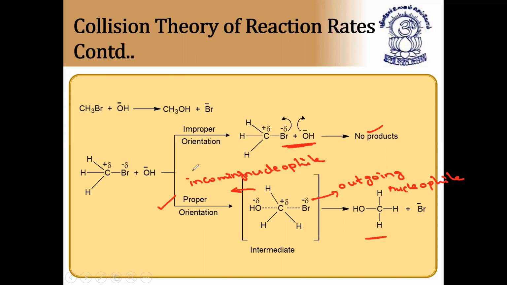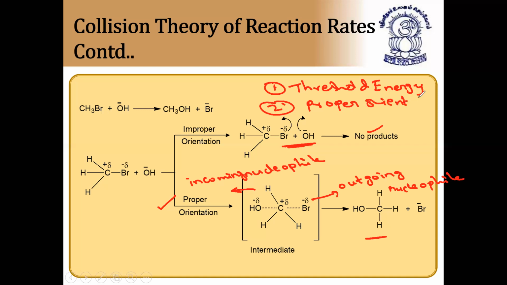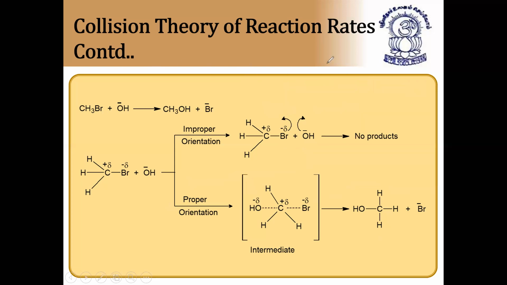So for a reaction to occur, first the reactant molecules should possess the threshold energy. And the second point is, the collision should be in proper orientation. So these are the two conditions for the reaction to take place. And this is called collision theory of reaction rates. I hope it is clear. Next.